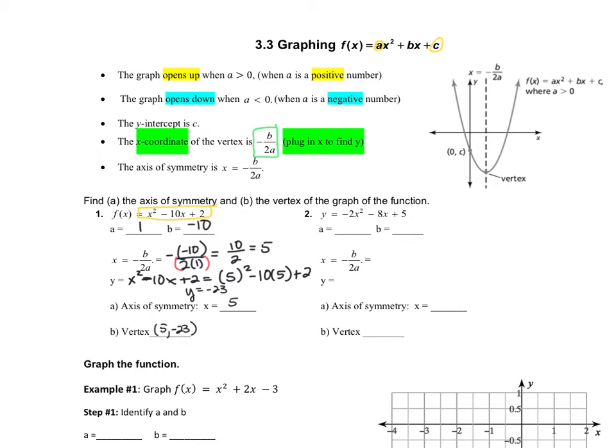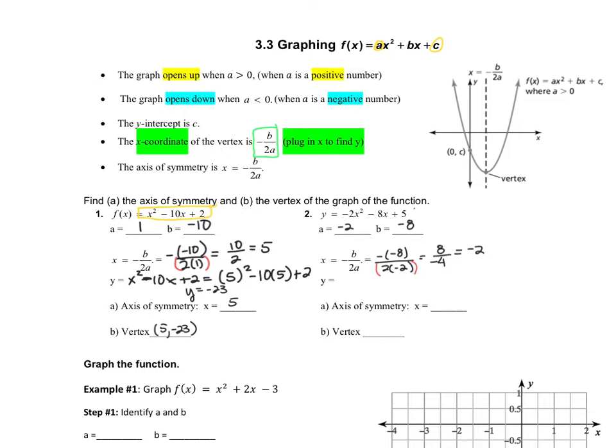For number 2, a is negative 2, b is negative 8. It's the number in front of x. We plug a and b into our equation so that we can find the x of our vertex: negative negative 8 over 2 times negative 2. So 8 over negative 4, which is negative 2. Like I said before, you can plug this into your calculator. You just have to make sure you put parentheses around the denominator. When we plug this in, we get negative 2.